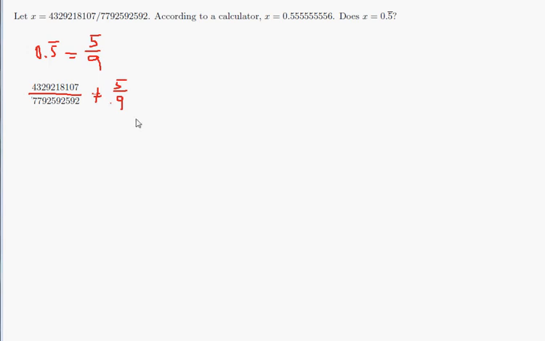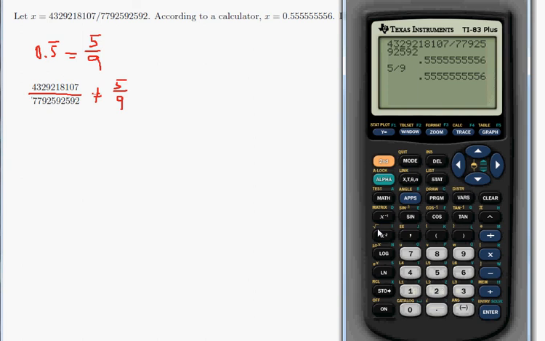Now they'd be very, very close to each other, and let's see if the calculator can handle this. 43292181107 times 9. Well, it can't, but we can pretty much read it off. 3896296626. Other one, we'd have 7792592 times 5, and it looks like it's the same thing, but the next digit is different.